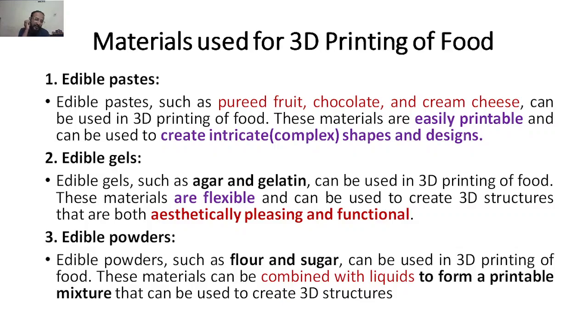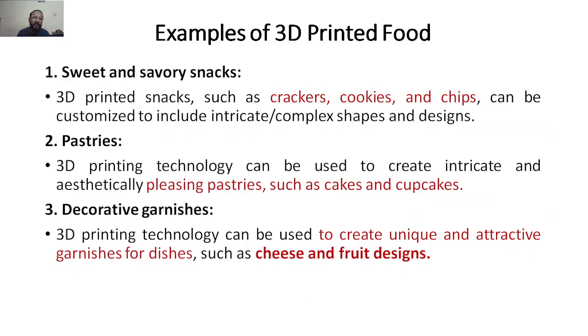Next, edible powders. Edible powders such as flour and sugars can be used in 3D printing foods. These components can be combined with liquids to form a printable mixture, which can be used to create the three-dimensional structure. Examples: we have sweet and savory snacks, 3D printed snacks such as crackers, cookies, chips that can be customized to include intricate shapes or designs.